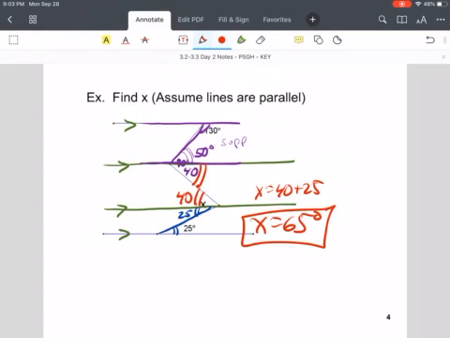So we're using those points to create another parallel line and allow us to apply all of our parallel line knowledge of dividing angles with alternate interior angles, corresponding angles, etc.